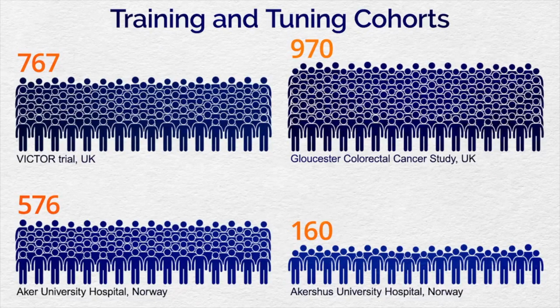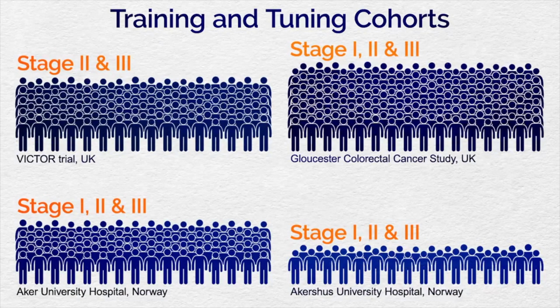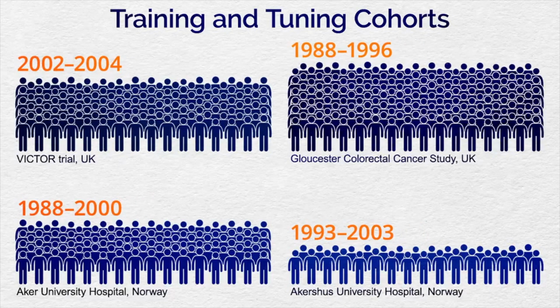These include patients from the Victor trial in the UK, a consecutive series of patients treated in Gloucestershire and included in the Gloucester Colorectal Cancer Study in the UK, and consecutive series of patients treated in Norway at Aker University Hospital and Akershus University Hospital. The patients had early-stage colorectal cancer, stage 2 and 3 in the Victor trial, while also stage 1 in the other cohorts. Surgery was performed between 1988 and 2004.